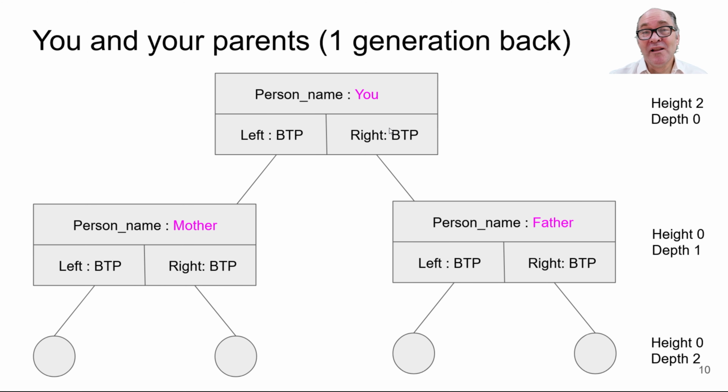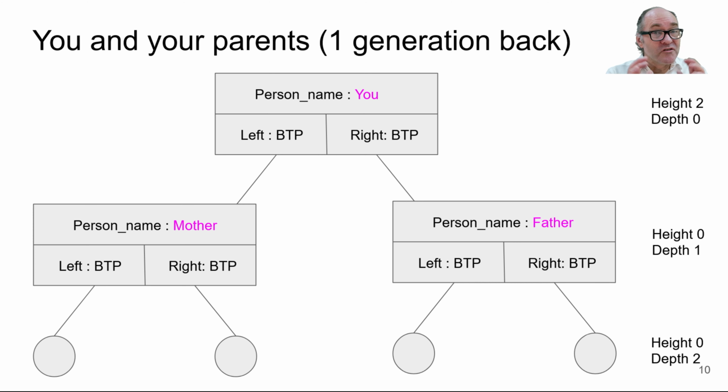Okay, suppose now you want to model your ancestry going one generation back. Okay, well, we use a bigger binary tree of people for that. So here you are again at the top of the tree, but now the left and right subtrees are no longer empty. Rather, each of them represents one person, namely your biological mother and your biological father. Okay? And those subtrees themselves necessarily each have two subtrees. And we leave those subtrees as empty trees because we don't want to expand this model beyond one generation back.